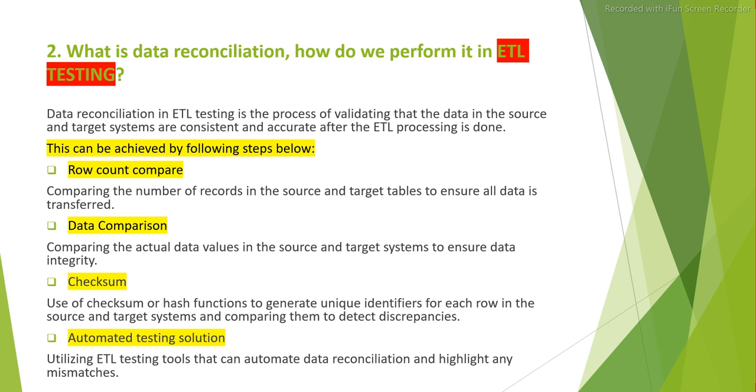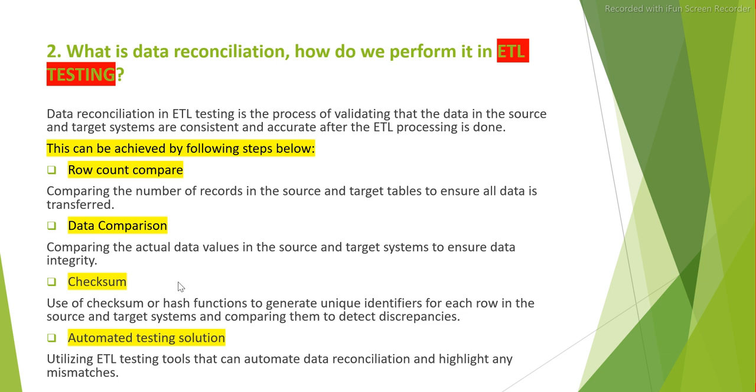To give an example, let's say you have a name, Pankaj. And in my target, if somehow I'm missing the last character, so in Pankaj, J is missing. In that case, the count will actually be exactly the same, but the data comparison will fail here because we are actually checking the values between source and target. That's the reason data comparison is very important.